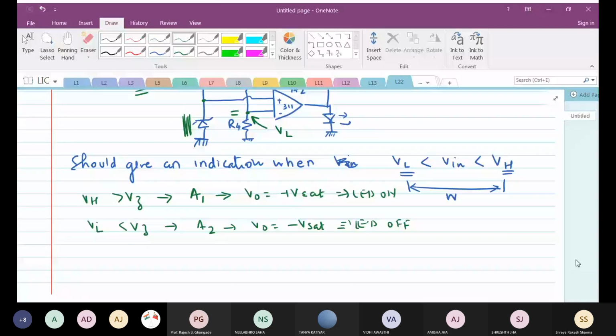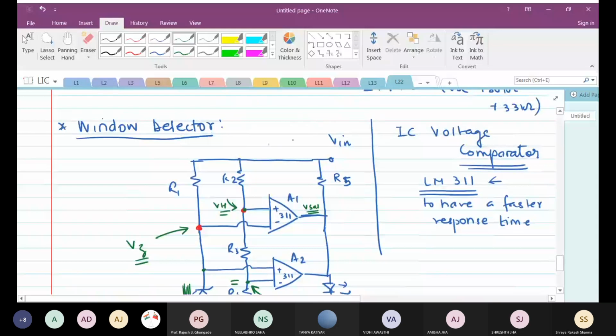So a window detector, essentially what does it do? It produces an indication to show that some monitored voltage, let us say this is the monitoring voltage, we want to monitor this voltage Vin, is between some predetermined limits. That is the window. It is within a window. Specifically, such a kind of circuit is used to monitor the battery level.